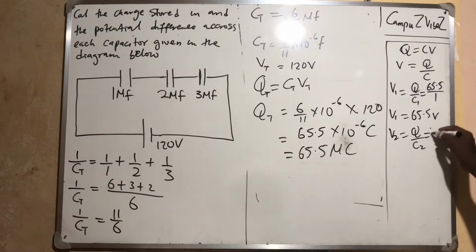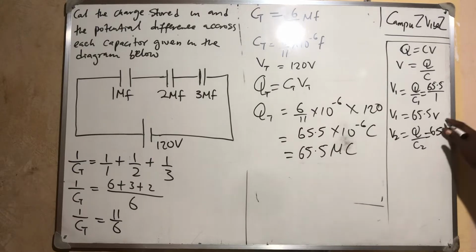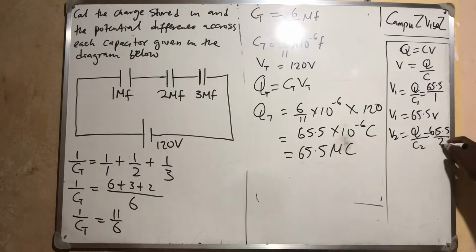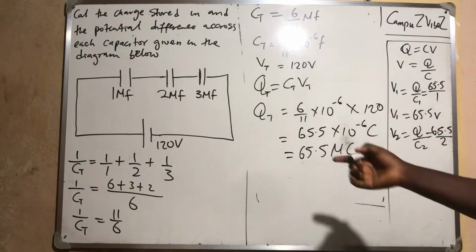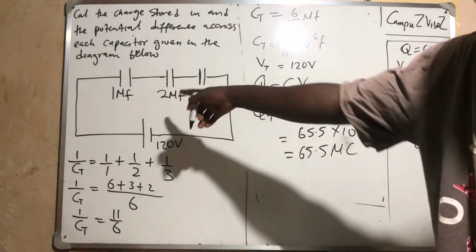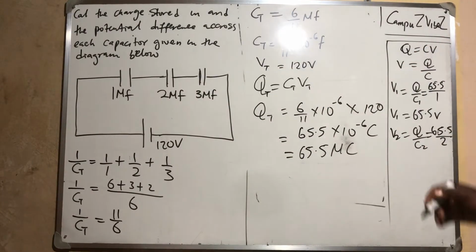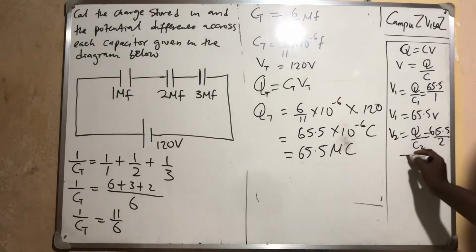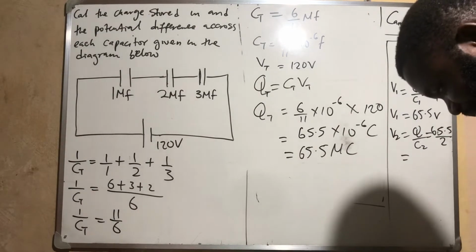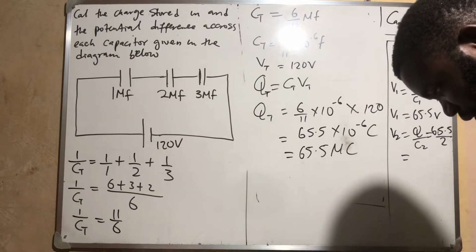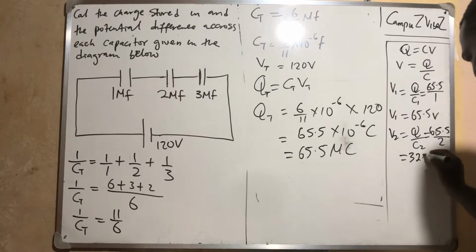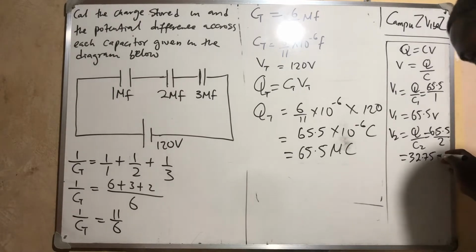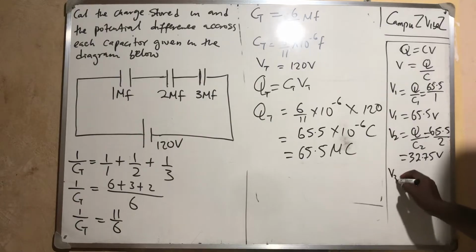So it will now be 65.5 divided by 2. Why didn't I use the other value? I don't use it because it's the same thing as mu farad, and the one we have is equally in mu farad. So the mu can cancel the mu. So this divided by this, you have 32.75 volts.